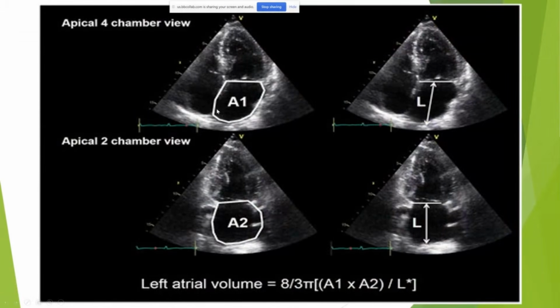So the next slide here just shows a picture of how we measure this. From annulus, we trace all the way around to annulus. This is apical four-chamber. We get the length, and then when we get to apical two-chamber, again, annulus to annulus, from the medial annulus to the lateral annulus, and then the length again. Remember, this is apical four-chamber. This is apical two-chamber.